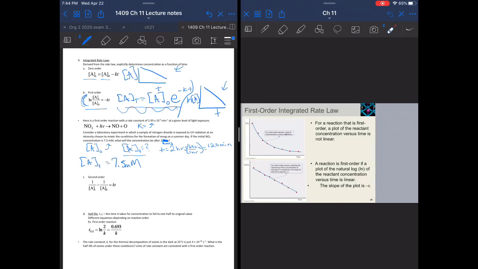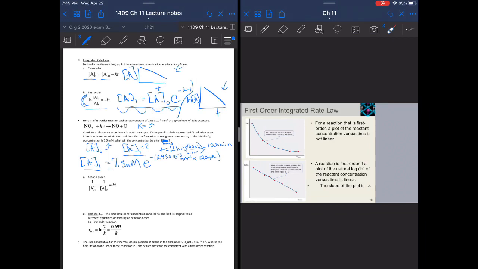And we're not told what kind of molarity we're looking for, so fine, we'll find our answer in millimolar. This is going to be multiplied by e, right? You can find that on your calculator, raised to the negative 2.95 times 10 to the negative 3rd inverse minutes times 120 minutes. So minutes will cancel out. We'll be left with just millimolar.